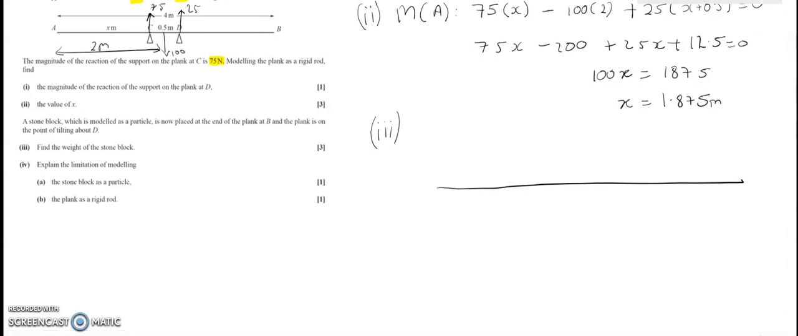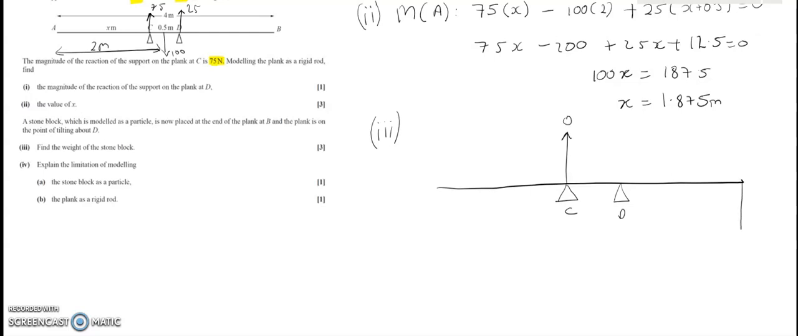And the plank is on the point of tilting about D. So as soon as you read that it's on the point of tilting about D, you can put the reaction at the other pivot as 0. Okay. And then it says find the weight of the block.